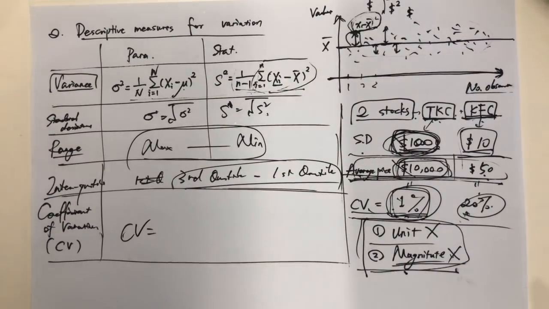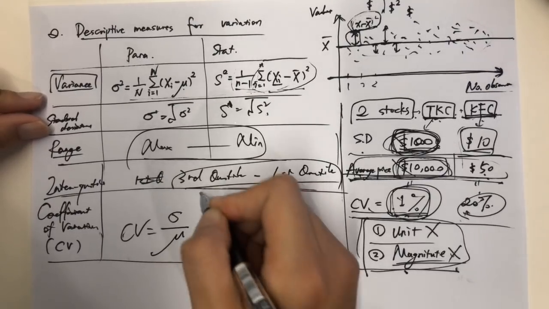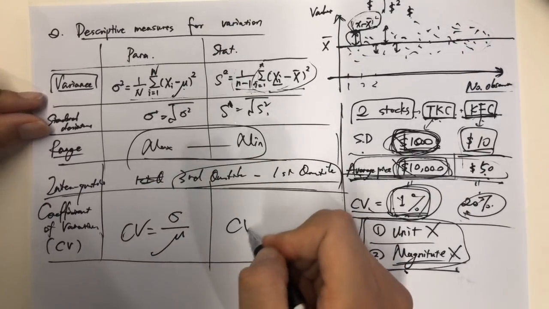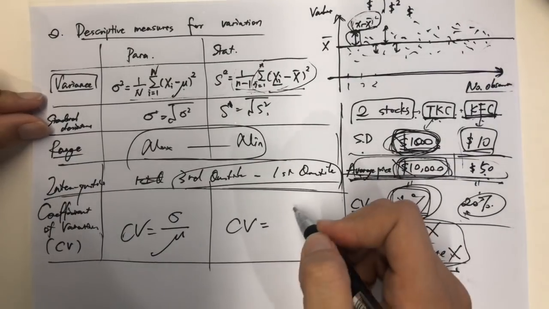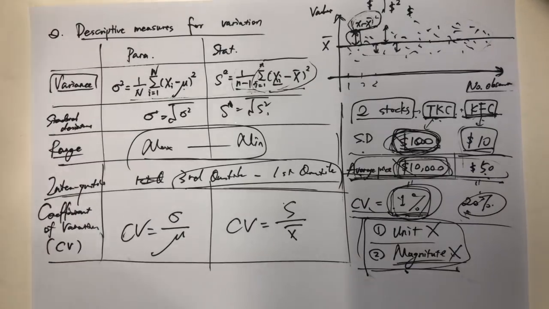For CV, all right. So for population CV, again, is sigma over mu. And for sample CV, it's S divided by X bar. So here is how we calculate coefficient of variation.